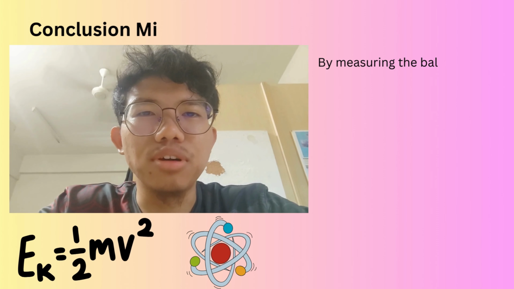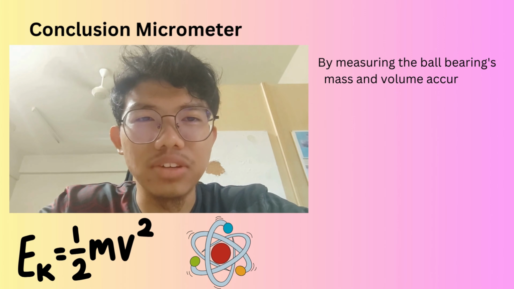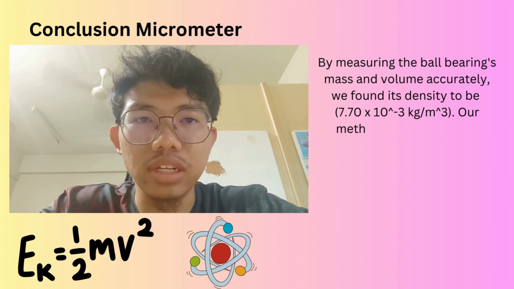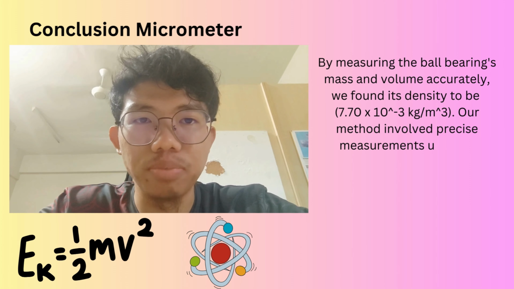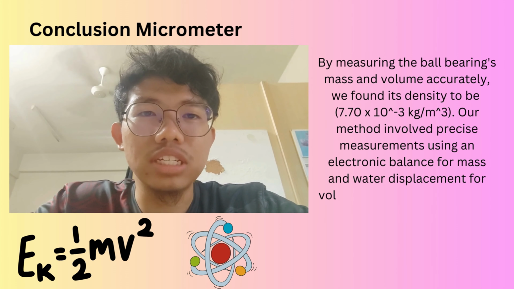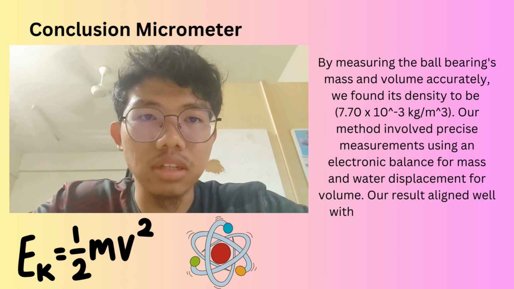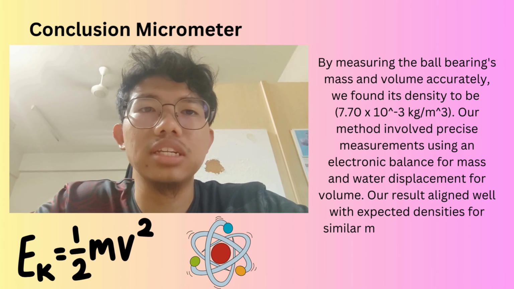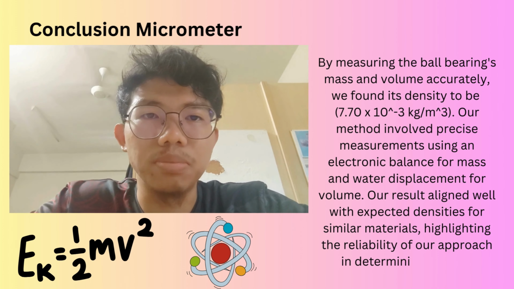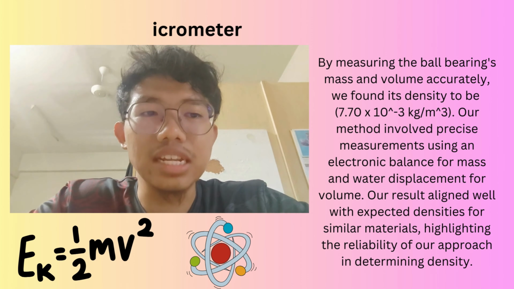By measuring the ball bearing's mass and volume accurately, we found its density to be 0.77 kg. Our method involved precise measurements using an electronic balance for mass and water displacement for volume. Our result aligned well with expected densities for similar materials, highlighting the reliability of our approach in determining density.